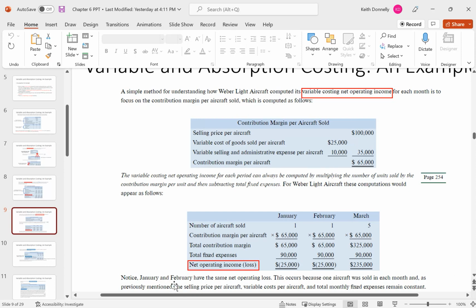Now the one thing they're saying down here is, notice in January and February that we're going to have the same net operating loss. It says this occurs because one aircraft was sold in each month, and as previously mentioned, the selling price per aircraft, the variable cost per aircraft, and the total fixed monthly expenses remain constant. So in other words, if you sell one each month and you have constant other expenses, it's going to land you at the same spot.